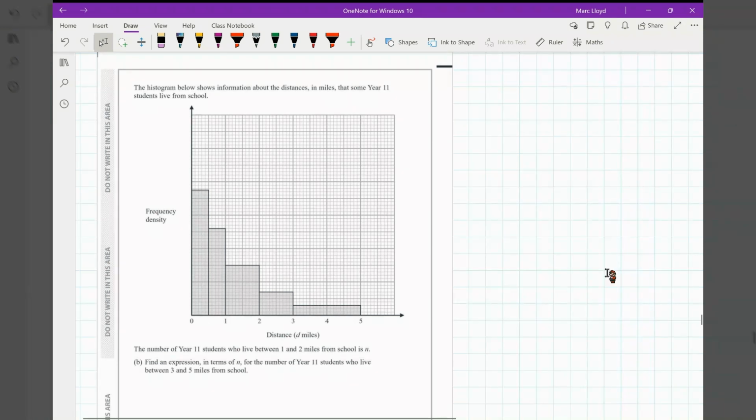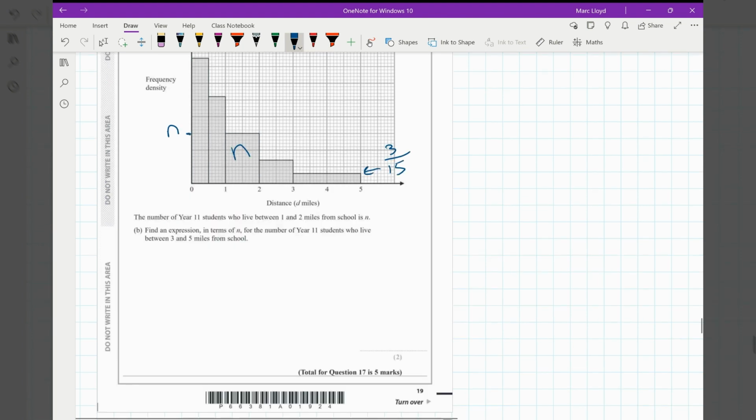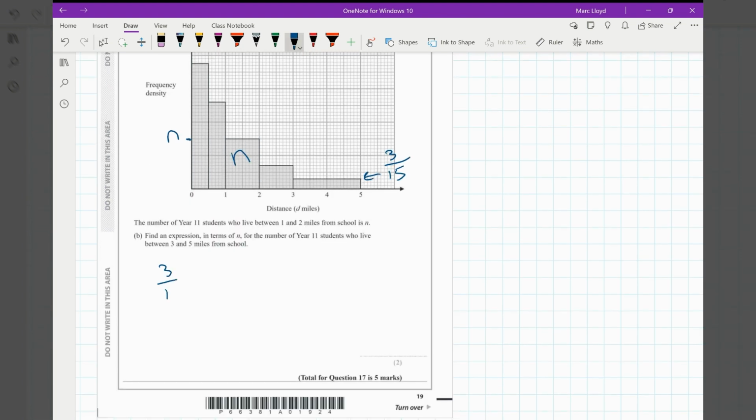So what I think I'm going to do here, we've got between 1 and 2 miles. So we're going to call that n, and therefore the class width of 1 times by n gives us n. Now, n is 15 squares up, and then this one goes up by 3, so that's 3/15 of n, and it's got that width of 2. So 3/15 of n times by 2 gives us 6/15 n, and then we can simplify that into 2/5 n.